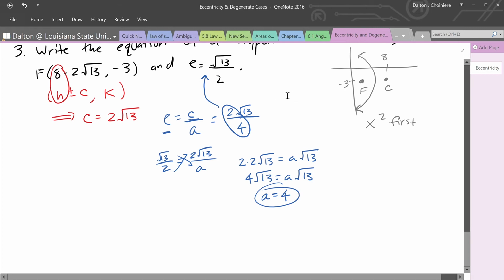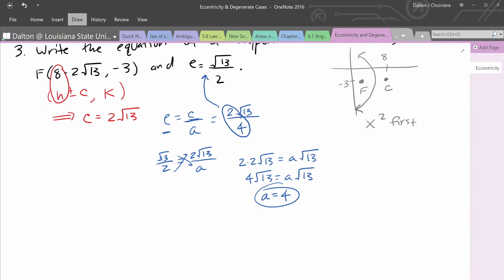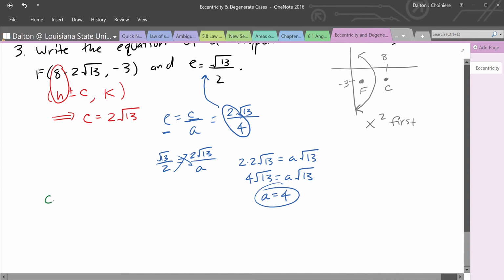Okay, so this one takes a few more steps in order to figure out one of your variables. Once we find a, then we know that we can use the relationship between c squared equaling a squared plus b squared in order to figure out what b should be to write the equation.